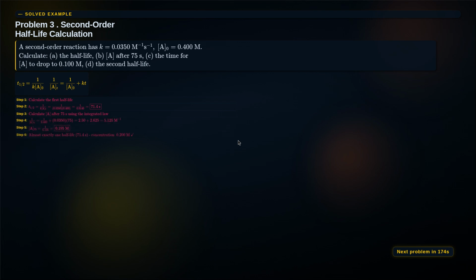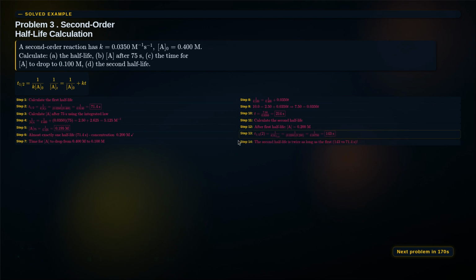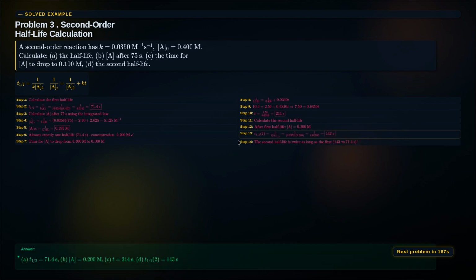Problem 3. Second-order half-life calculation. A second-order reaction has K equals 0.0350 per molar per second, with A0 equals 0.400 molar. Calculate the half-life, concentration after 75 seconds, time to reach 0.100 molar, and the second half-life.